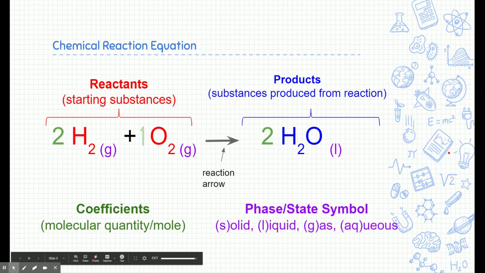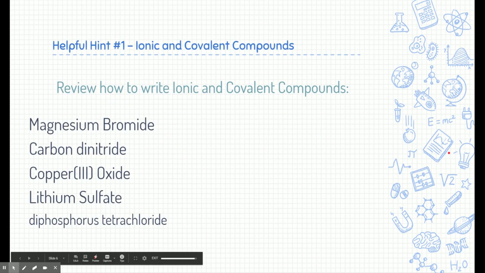The last thing are the little tiny phase or state symbols found on the bottom right-hand corner. Now, the different phases or states the substance can be in are solid, liquid, gas, or aqueous. Aqueous is a special type of phase symbol we only use in chemical equations to represent that the substance was dissolved in water. All right, before we start writing our own chemical reaction equations, I have a few hints I want to make sure that you are aware of.